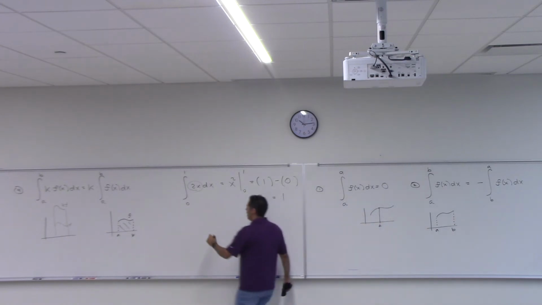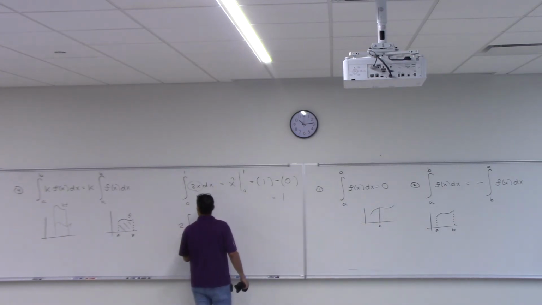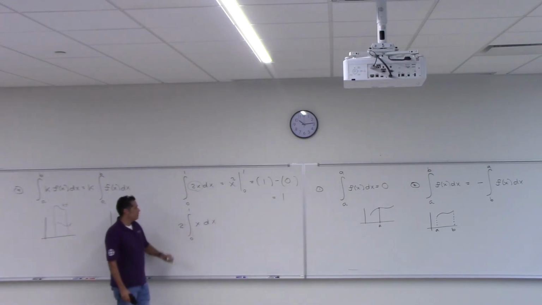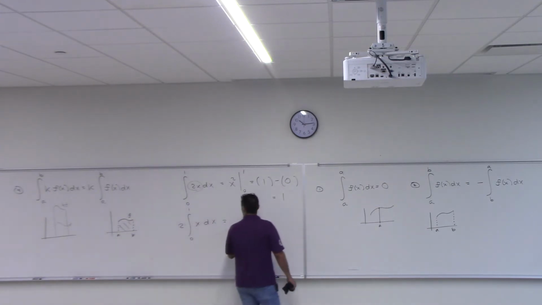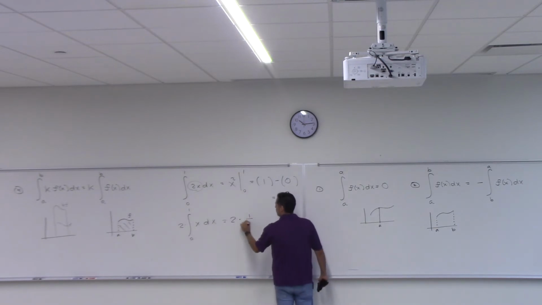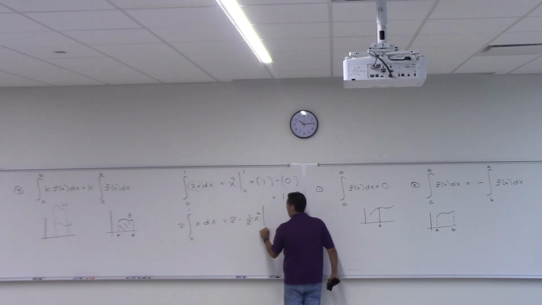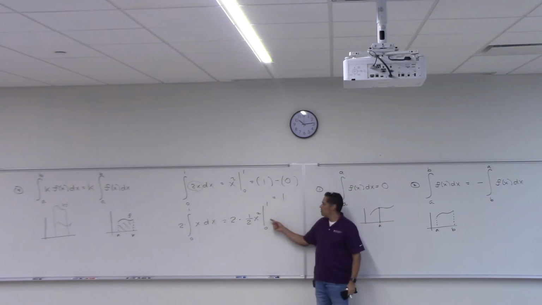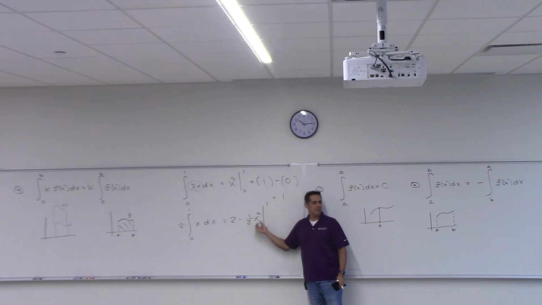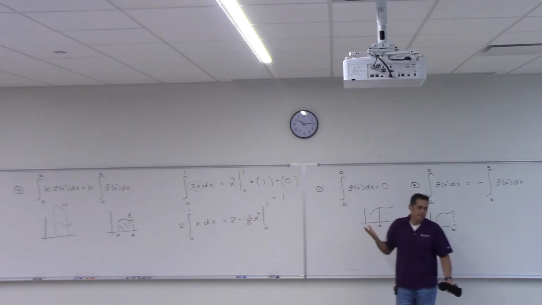This property is saying that I could have pulled the 2 out, and then do this part, and then multiply it times 2. So this would be 2 times, I need the antiderivative of x, which is 1/2 x squared, and then I plug in. So if I plug 1 into this, I get 1/2, and then times 2 would give me 1. And if I plug in 0, I get 0, and then times 2 is 0. So I get the same answer, right?